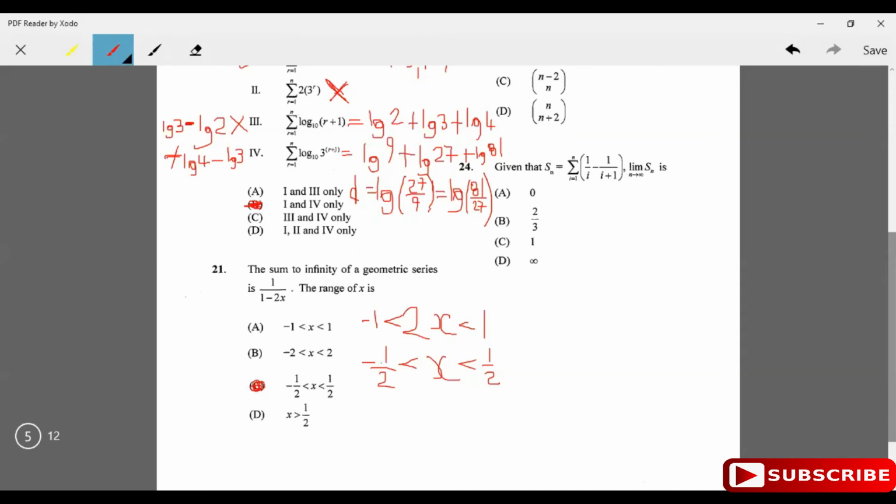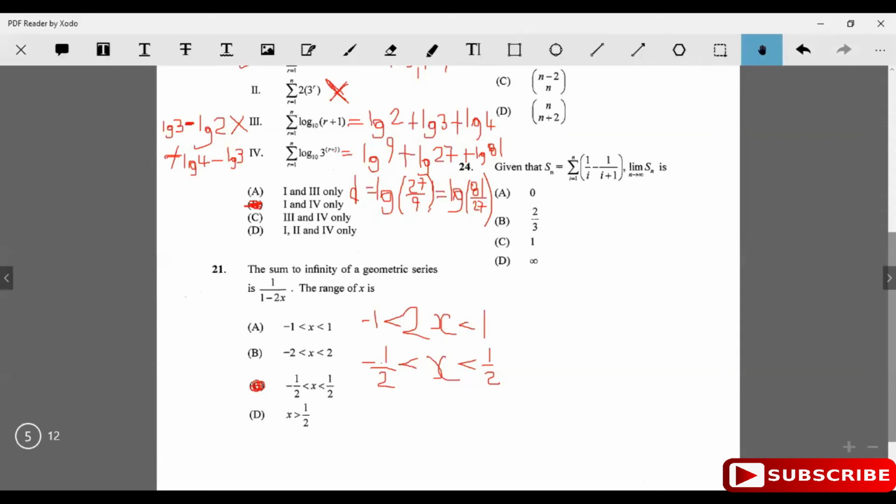Every minute my screen freezes. Give me a second.